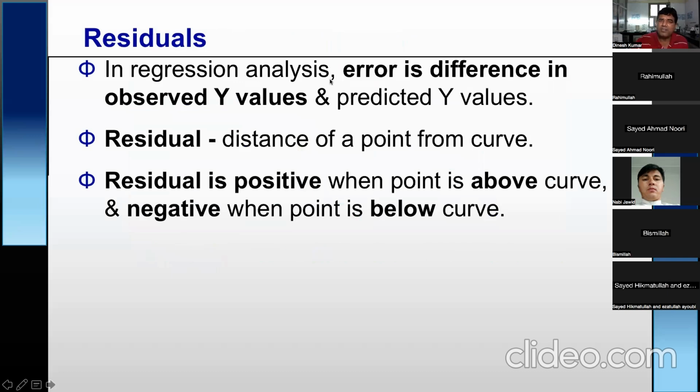In regression analysis, error is difference in observed value, y value, and predicted y value, small y. So it is actually distance of a point from the curve. How far is the observed value from the curve? That is called as residual or error. Residual is positive when point is above the curve, and it is negative when the point is below the curve.